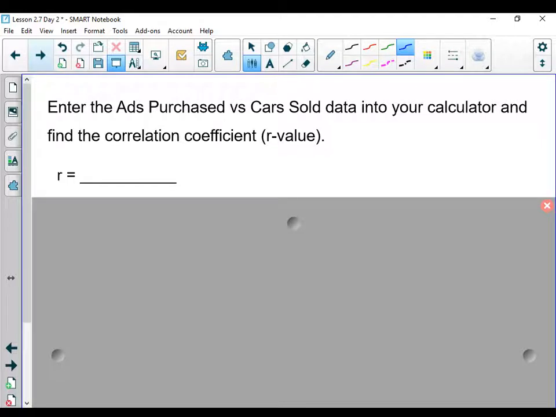But I'd like you to go ahead and enter that data into your calculator. And then go ahead and find that correlation coefficient, the R value for that data. So remember, that's going to be in our linear regression. So you're going to enter your data. You put ads sold in L1 and cars sold in L2.